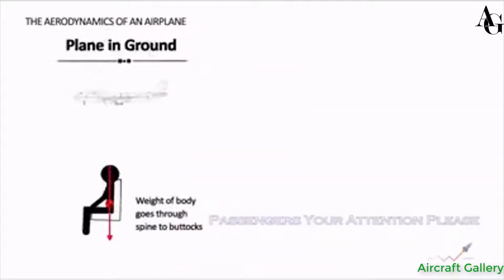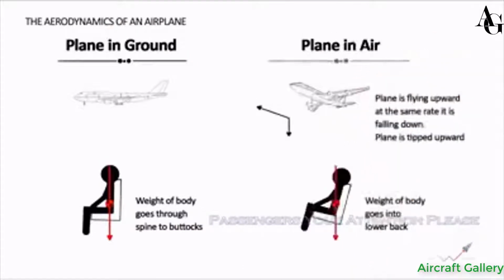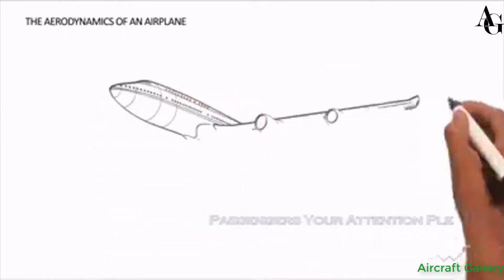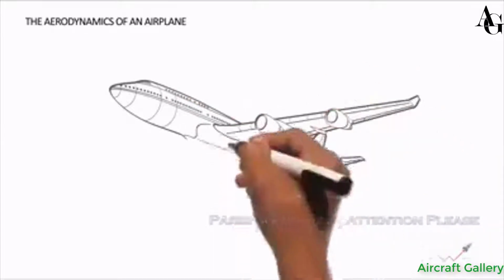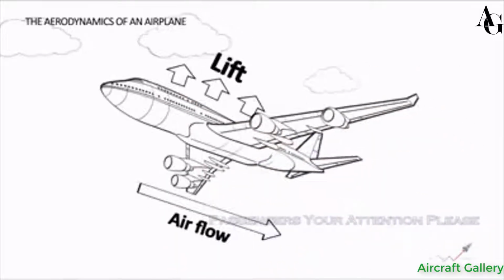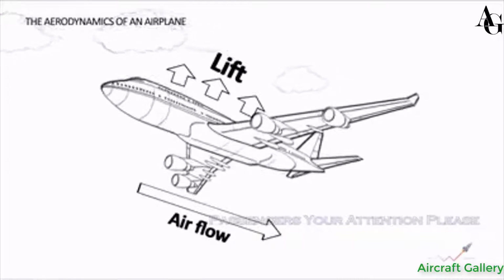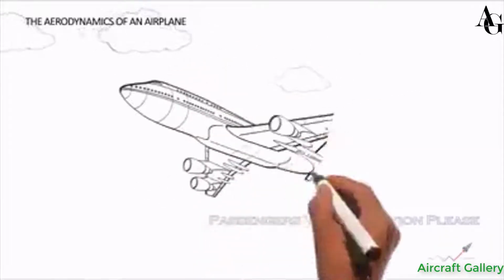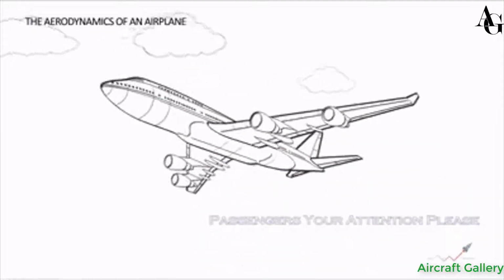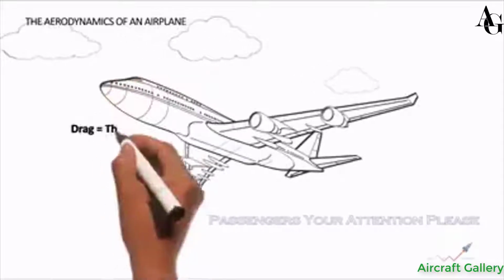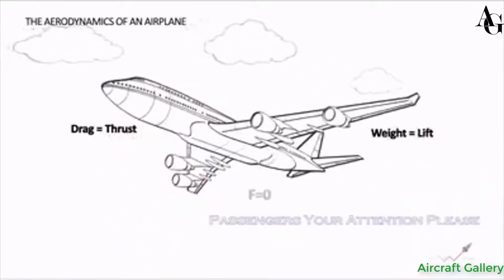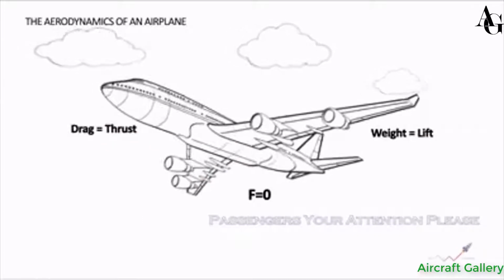Weight is the airplane body, passenger, and luggage weight in total. Lift overcomes the weight and holds the airplane in the air. Lift is created mostly by wings to keep the plane aloft. So, to keep the airplane moving, flying straight and level, this must be true, which means no net force acting upon an airplane.